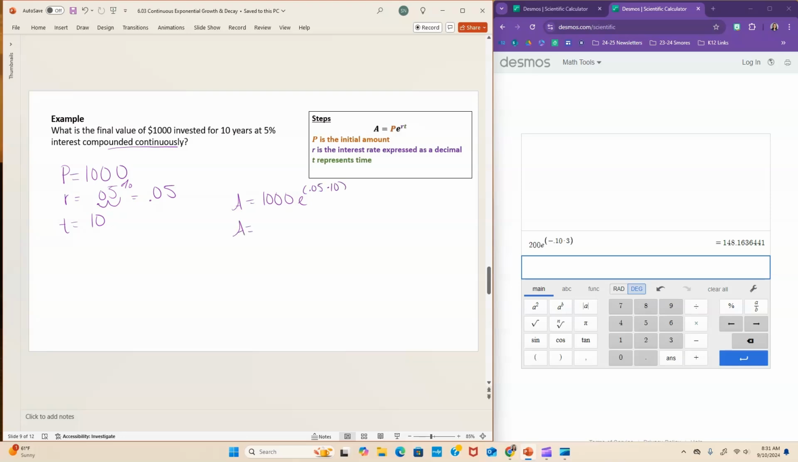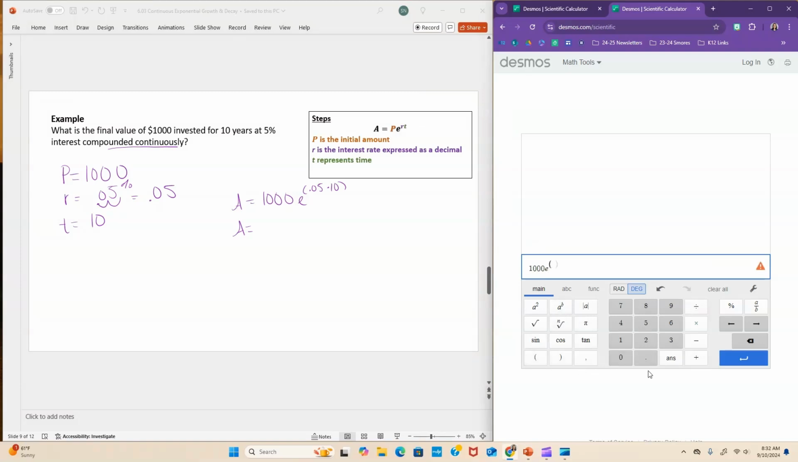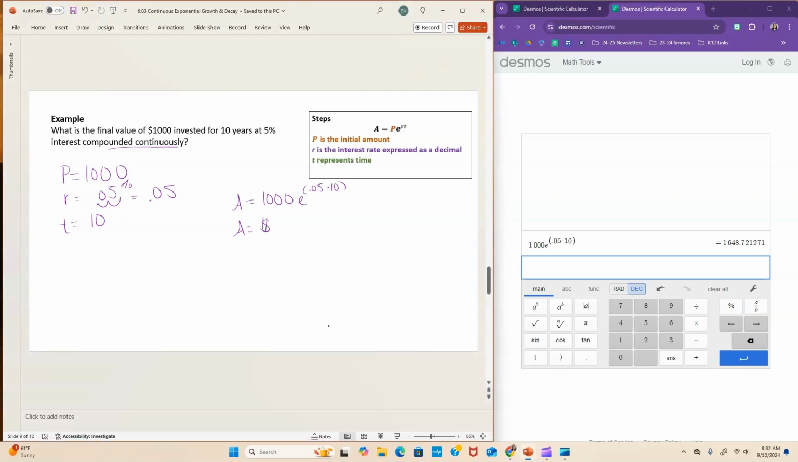So when we plug that into our calculator, we have 1000 e and then exponent. And then we put that exponent in parentheses. We have 0.05 times 10. And when we hit enter, we're going to round to the nearest cent, right? Because when we're talking about money, we can round to the hundredths place. So we have $1,648.72.